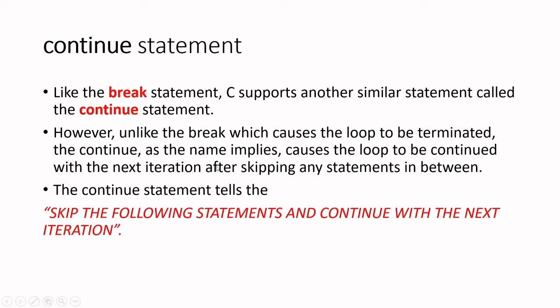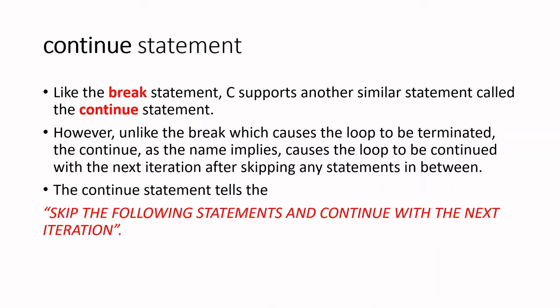Next is continue. Break and continue are similar, but the difference is that break causes a loop to be terminated, while in continue only that particular iteration is skipped. It will move on to the next iteration. Continue means skip the following statements in that iteration and continue with the next iteration. In break, all the coming iterations are skipped and it will move out of the loop.